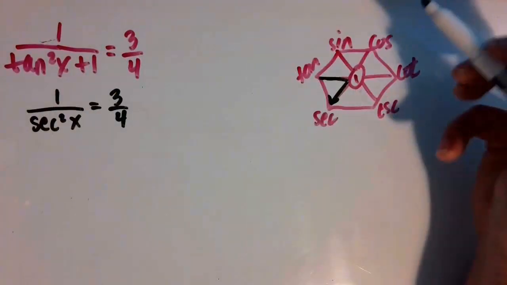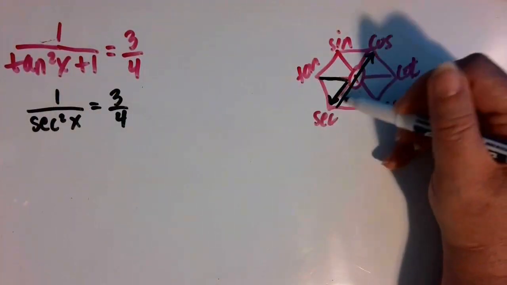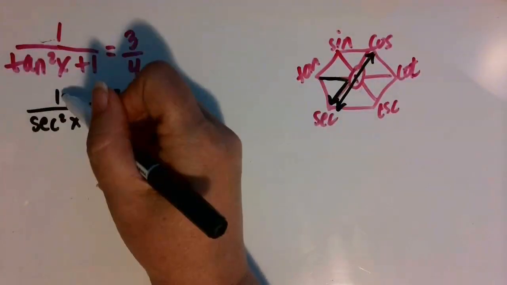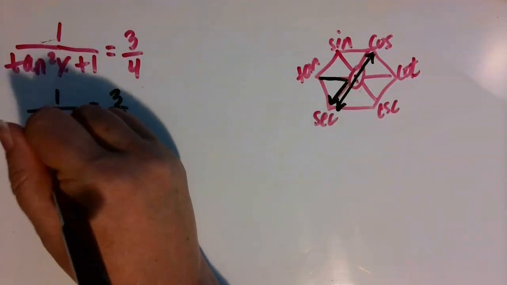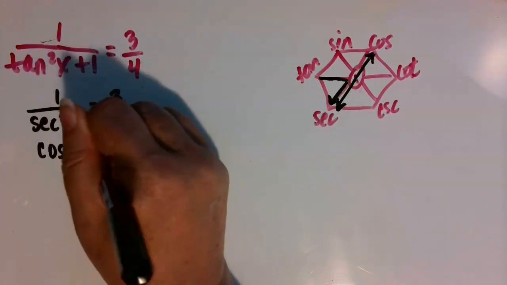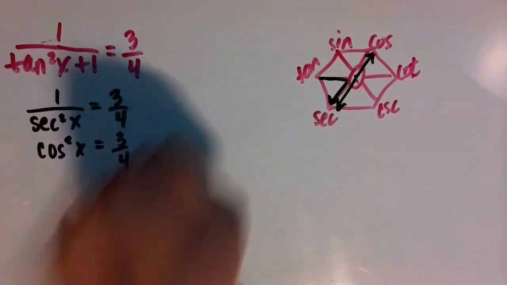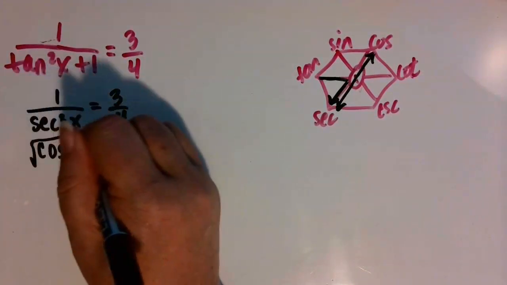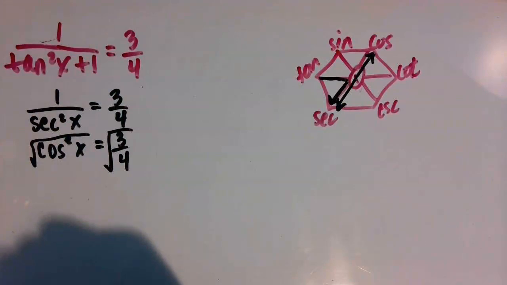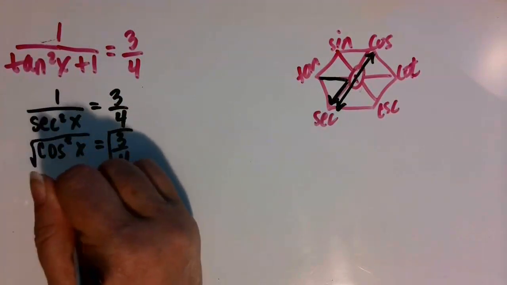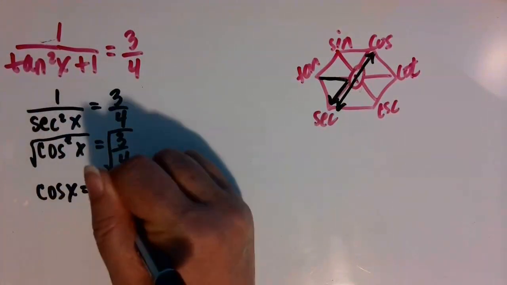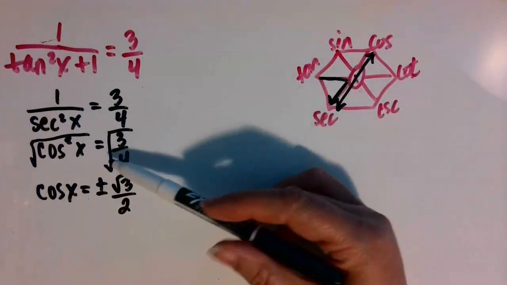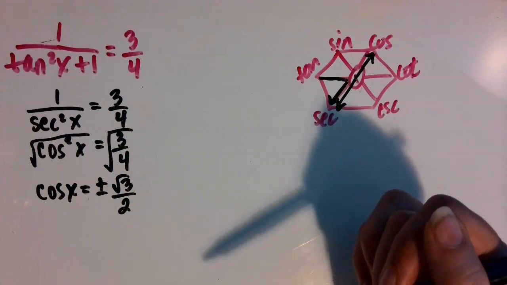Okay, then the reciprocal of secant is cosine on our trig hexagon. So we can rewrite 1 over secant squared x with cosine squared x. Okay, then to undo a square, we square root. Those are inverse operations. And cosine of x then is equal to plus or minus square root of 3 over 2, because the square root of 4 is 2.